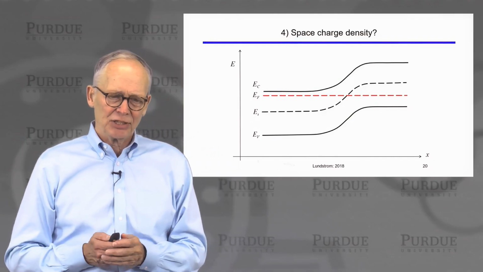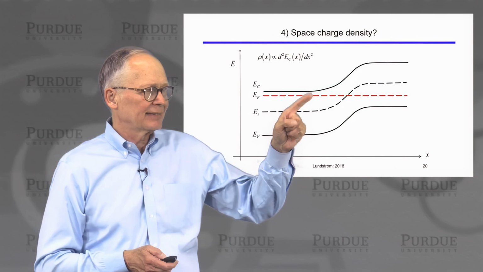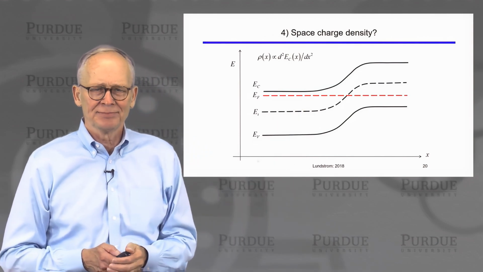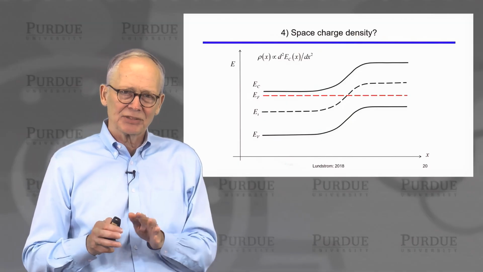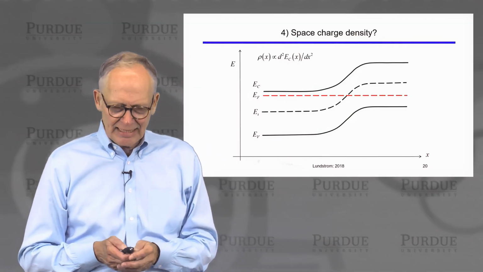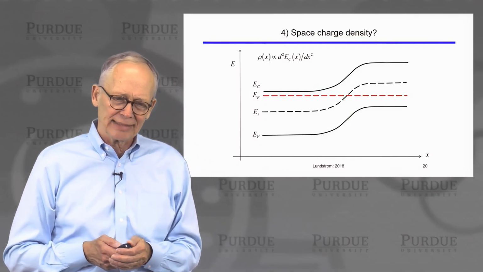So let's look at the space charge density. One way to get the space charge density is to take the second derivative of the conduction band. If we were able to do that carefully, we could get a nice representation of the space charge density. That might be a little bit difficult to do when you're trying to eyeball things on a plot like this.